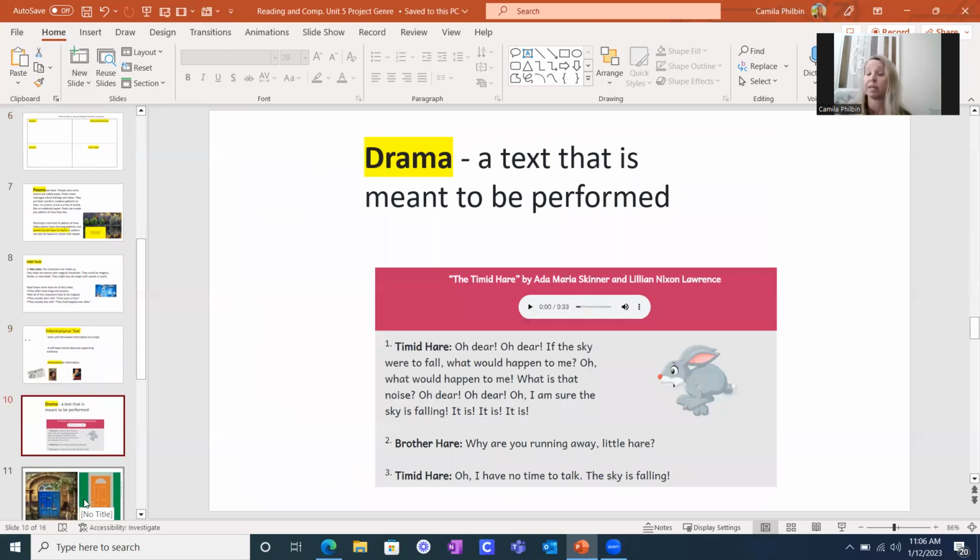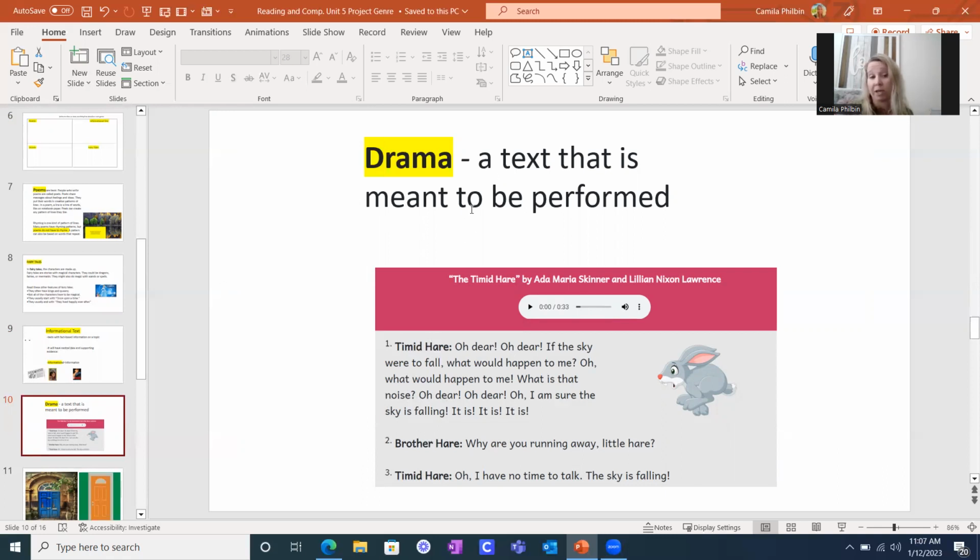And the last one we're going to review is drama. Drama is a text that is meant to be performed. So in your reading and composition course, we read a drama, The Timid Hare. And remember, this was about a bunny who was feeling a little bit timid, a little bit scared. And if you notice in dramas, we have characters that are speaking. So a drama is meant to be performed. So here we had Timid Hare and Brother Hare. In this drama, they were speaking to each other out loud.